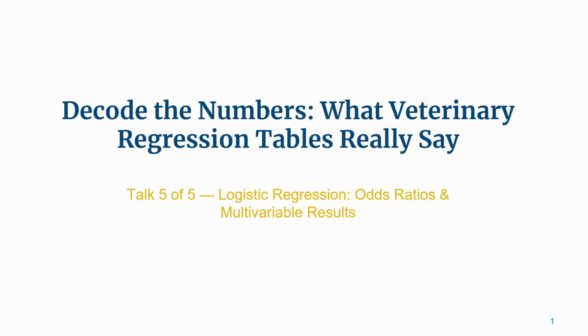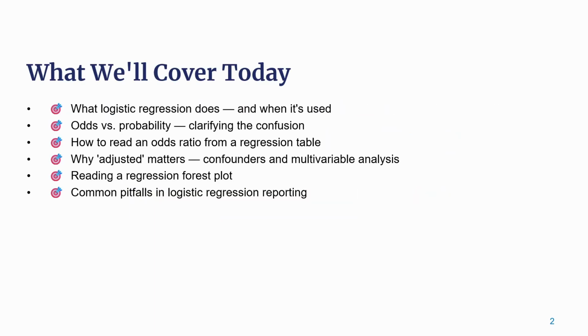To our fifth and final talk in this series on interpreting veterinary literature. Today's topic, logistic regression, sounds intimidating, but I promise it's more approachable than it looks on the page. By the end of this talk, you'll know what an odds ratio is, how to read a multivariable results table, and how to extract the key clinical messages from the most common type of regression analysis you'll encounter in veterinary journals. Let's dive in.